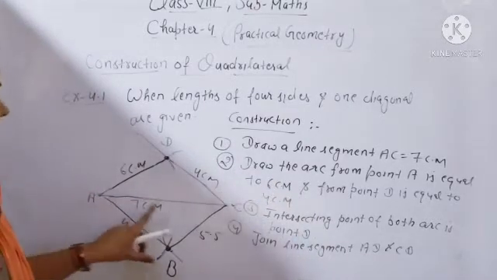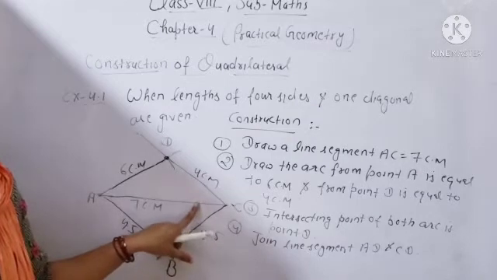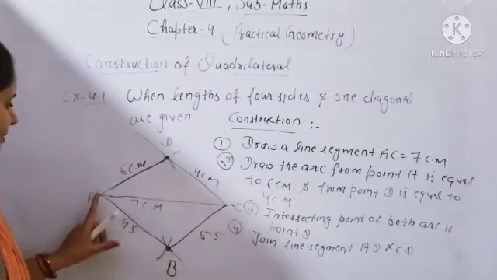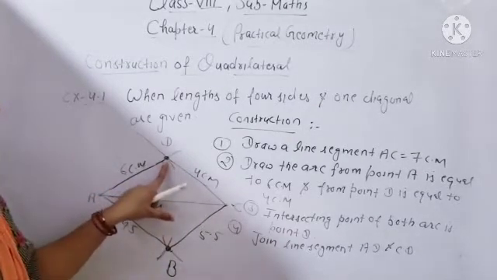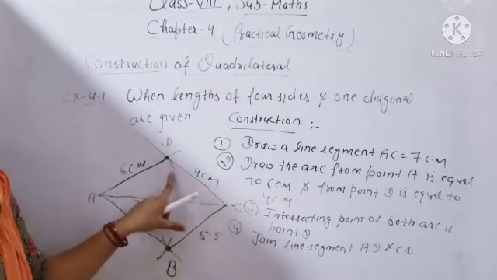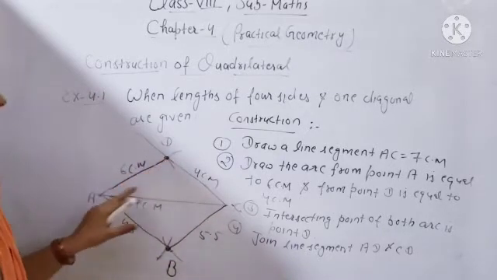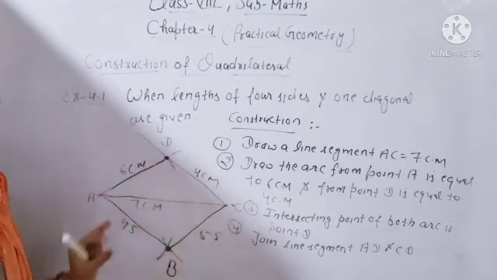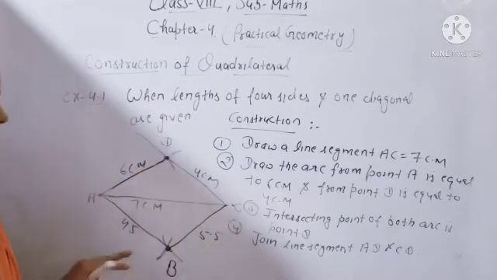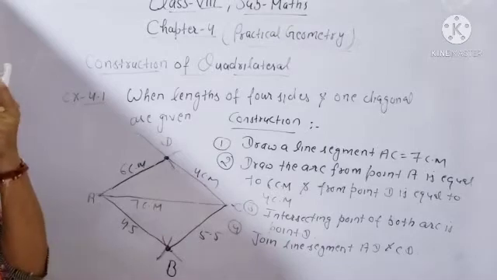First step, simply, you have drawn a line AC. This is 7 centimeter. Second step, from point A you will draw the arc 6 centimeter, from point C 4 centimeter. The intersecting point of both the arcs is point D. And after that you will join the line AD and CD. Clear? Upper part is clear. Same like that you will do the downward part also.